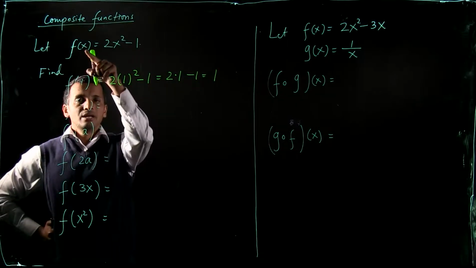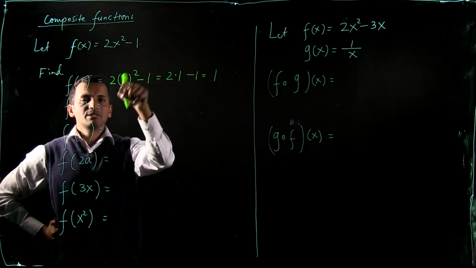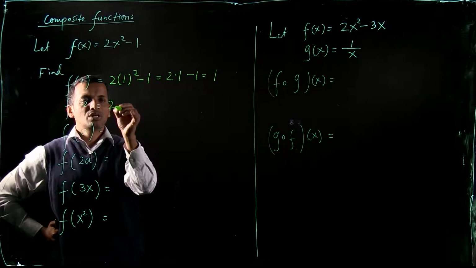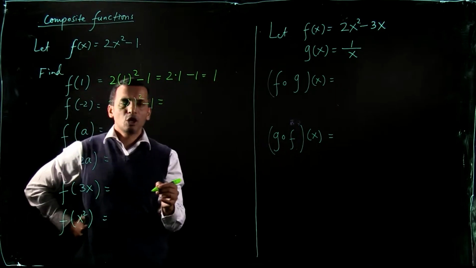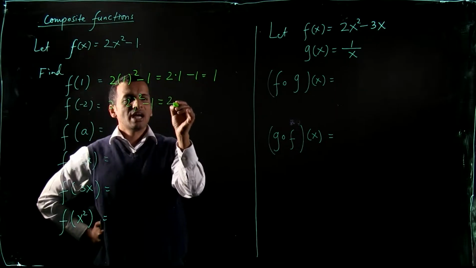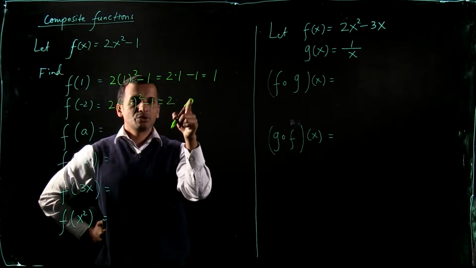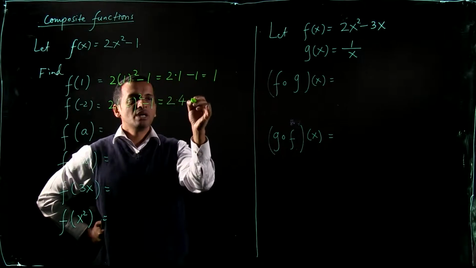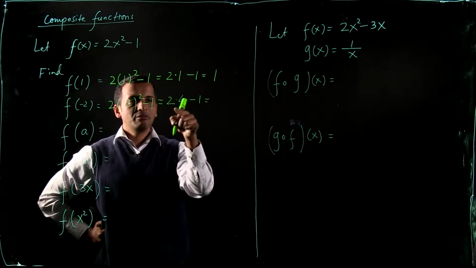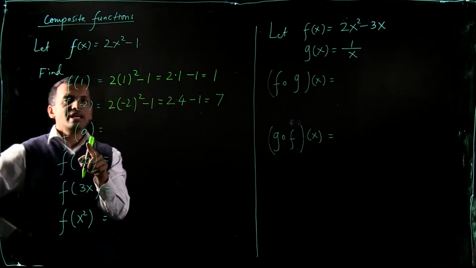How about f at negative 2? That means replace x by negative 2. On the right hand side, all the x's must be replaced by negative 2. So 2 times negative 2 squared and then minus 1. What is negative 2 squared? It is positive 4, because negative 2 squared is negative 2 times negative 2. So that will be positive 4 and then minus 1. So it is 8 minus 1, so 7.